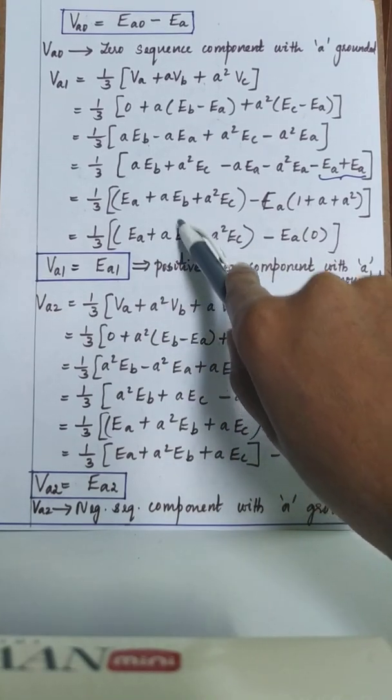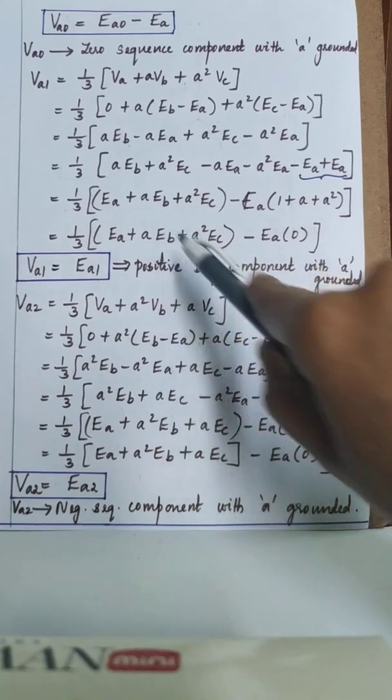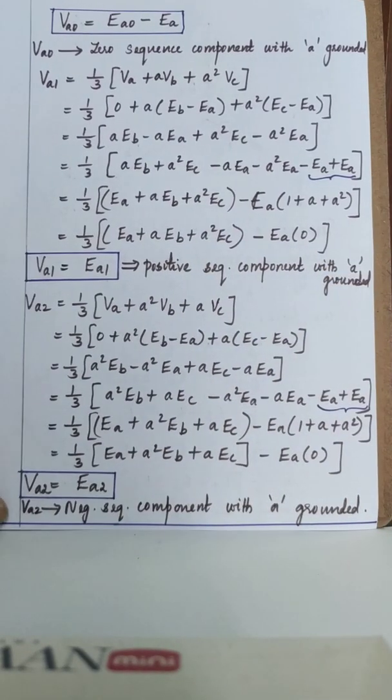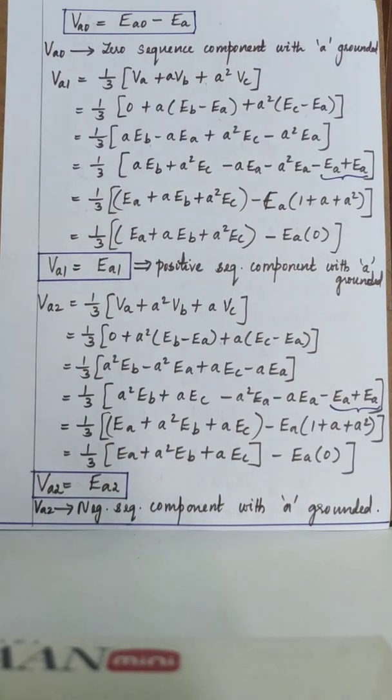What is this, 1 by 3 into this term? It is nothing but the positive sequence component EA1. So the positive sequence component with A grounded is equal to the positive sequence component with neutral grounded.